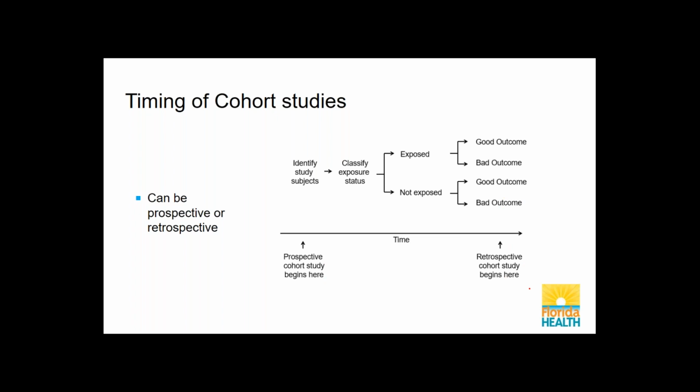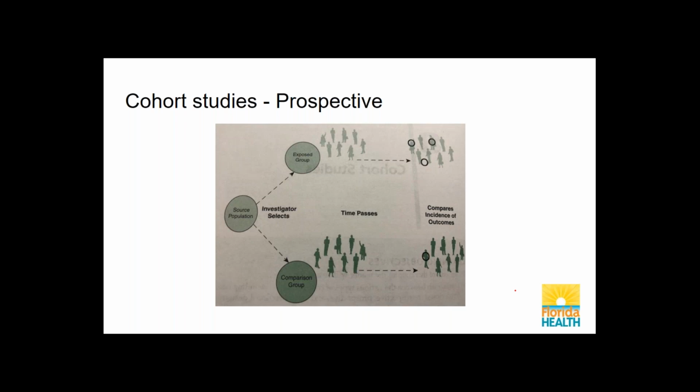Once again, cohort studies, if you have not gotten the point here, we are dealing with people who were exposed, our exposed group members. And then time passes, and then you compare the incidence of outcomes. Would this be an example of a prospective or retrospective cohort study? This picture that I have up here.